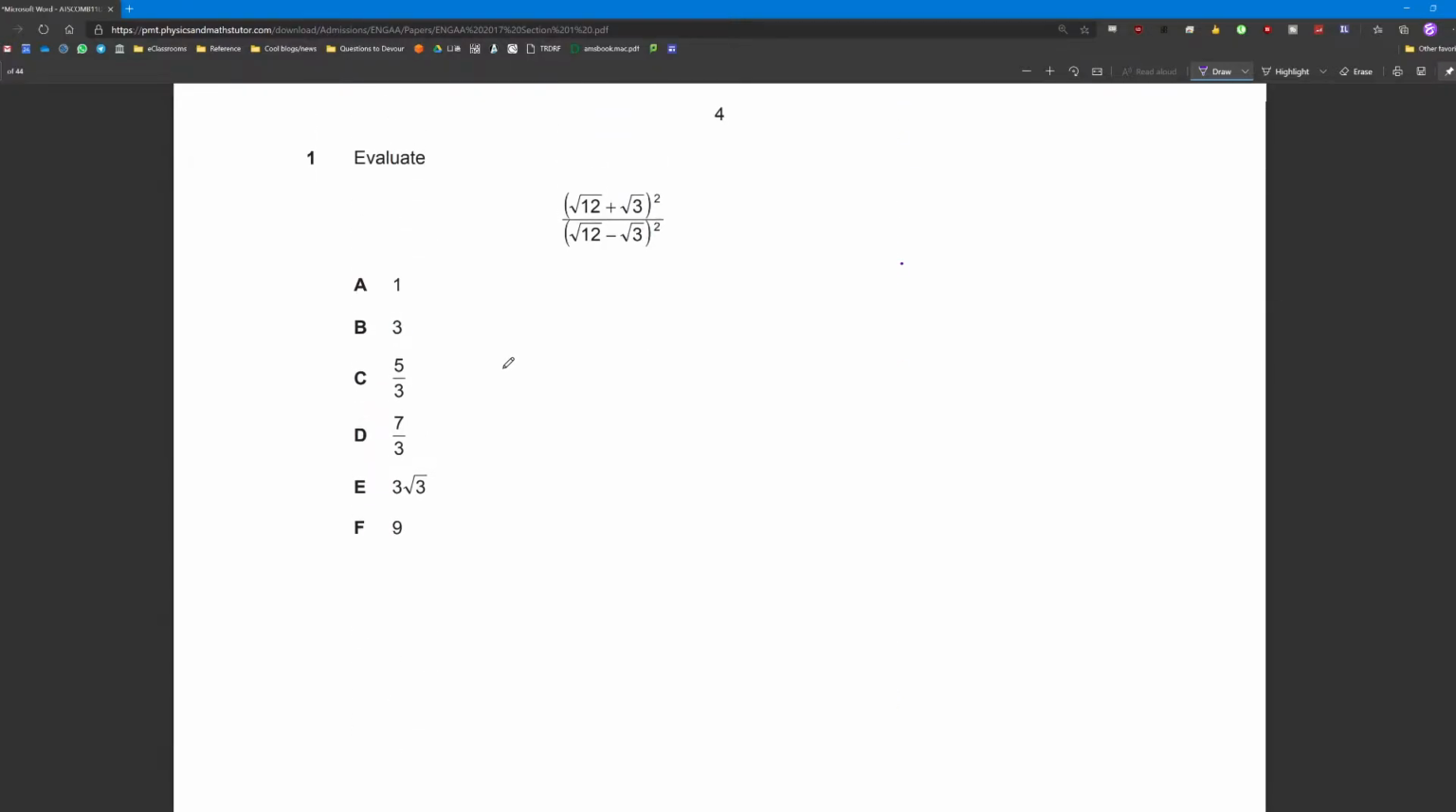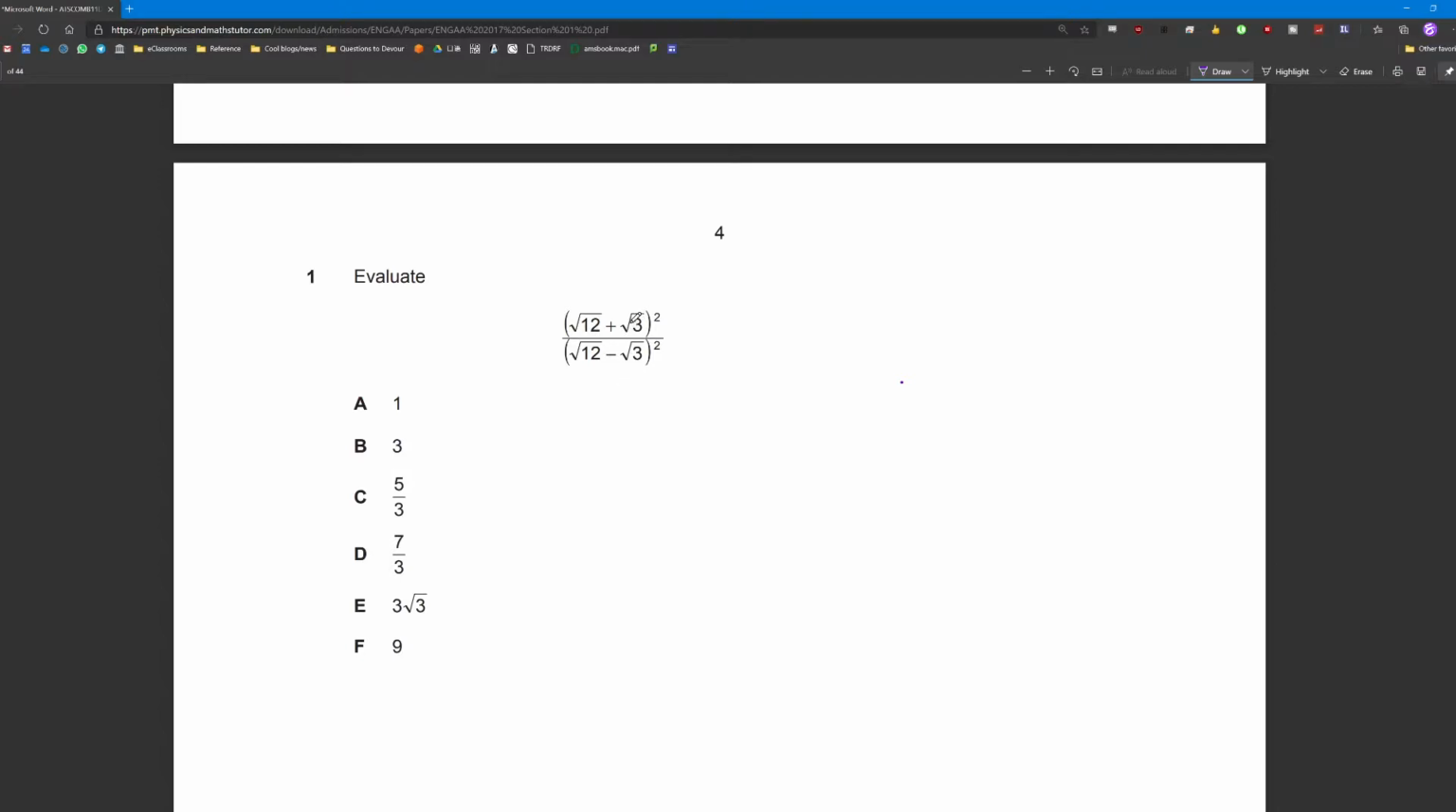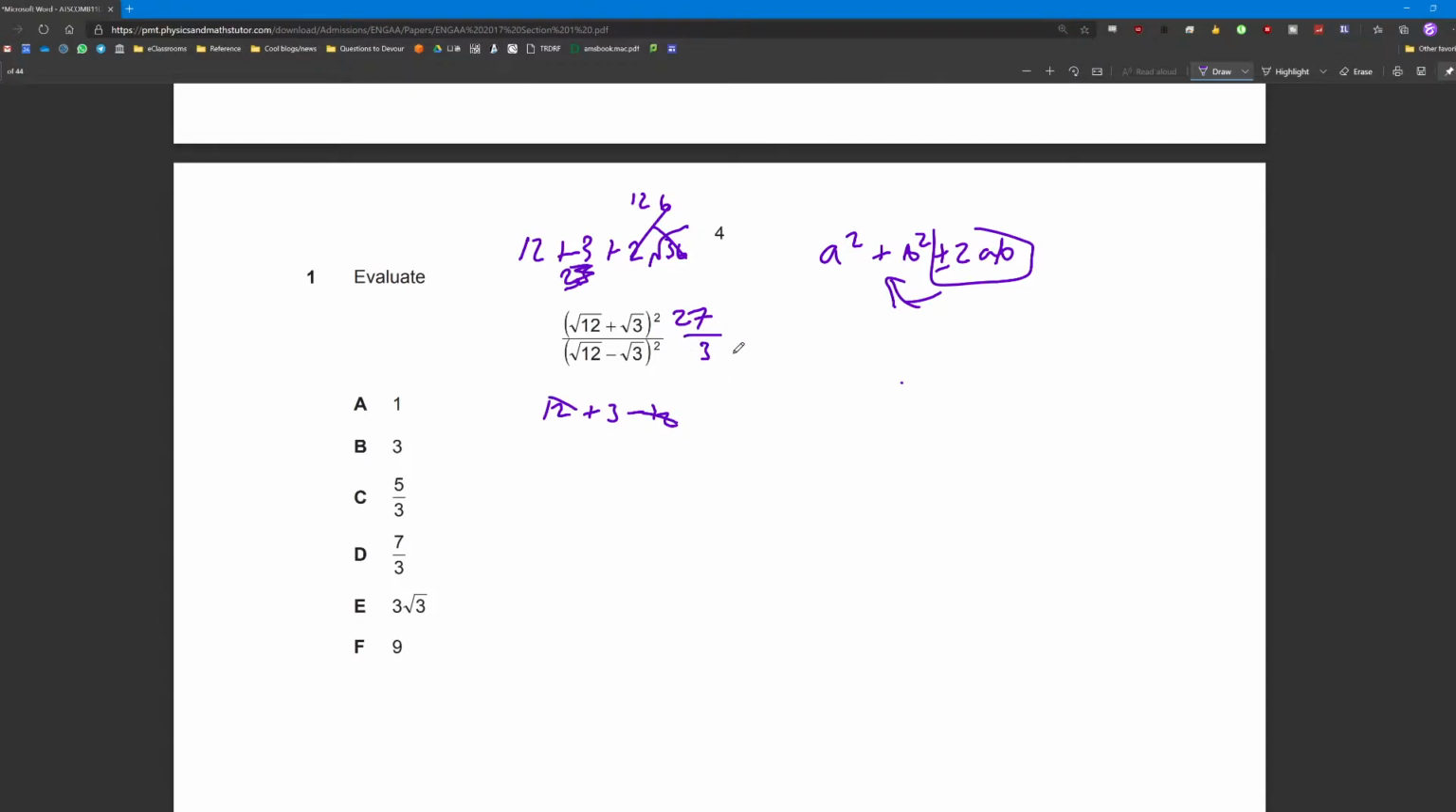So let's begin. First question, evaluate this square divided by this square. When I see this kind of thing, I always think of it as a squared plus b squared plus or minus 2ab, rather than putting this term in the middle, because it slows down how fast you work things out. So you go 12, root 12, 12, root 3, 3. 2ab, so 2 times 12 times 3 is 36, so 2 times 3 is 36, 2 times 6 is 12. 12 plus 3 plus 12 is 25. No, it's 27. And then here it's 12 plus 3 minus 12, cross cross, 27 over 3. That's 9. So our answer is F.